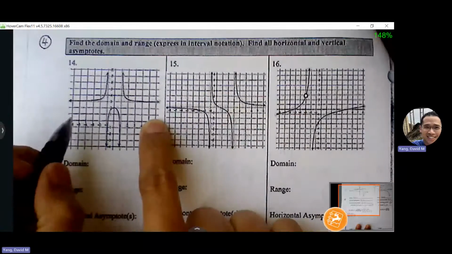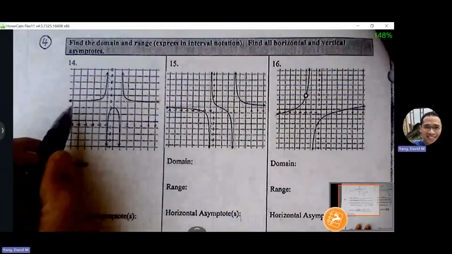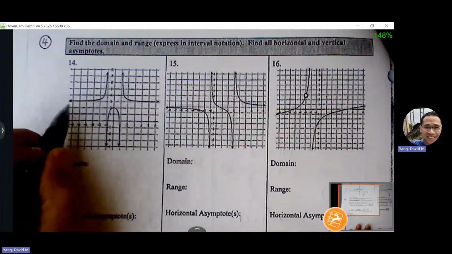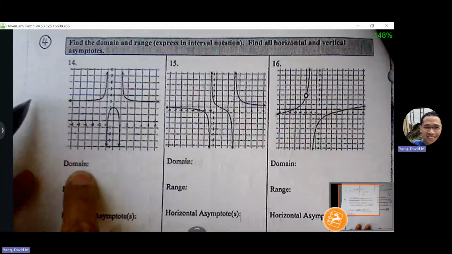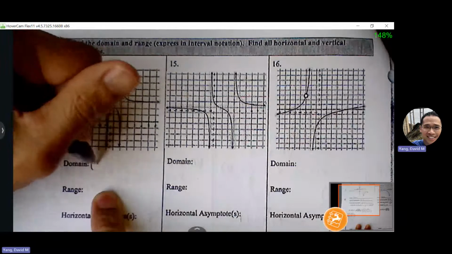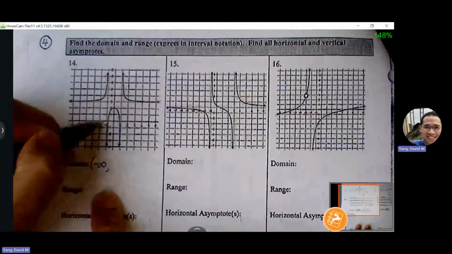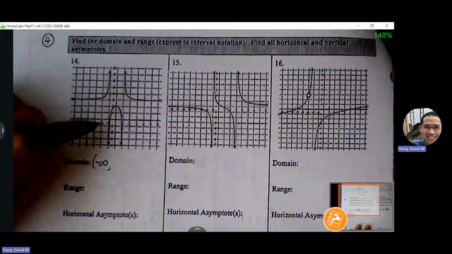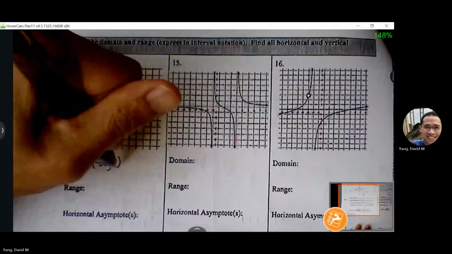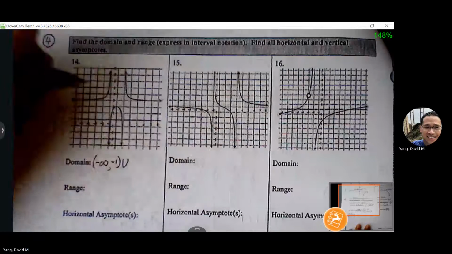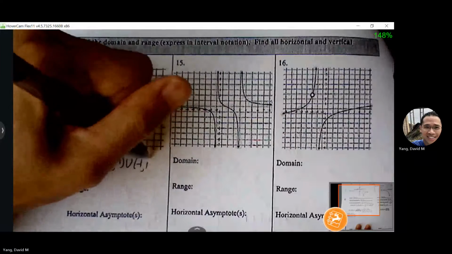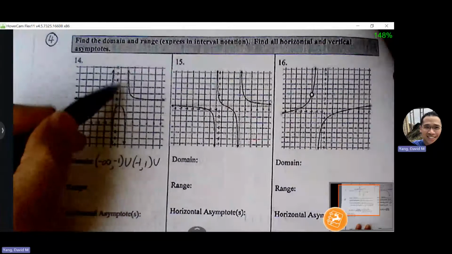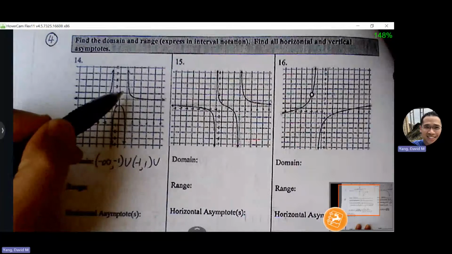So domain is how far the graph stretches from left to right. So we want to start as far left as we can go. And the arrow here is indicating that it extends all the way to -infinity. So our domain, let's go from -infinity until where we see our first vertical asymptote, which is at -1. And then you can do comma or union. And then we pick up to the right of the vertical asymptote, so between -1 and 1. And then to the right of the vertical asymptote, so from 1 to infinity.